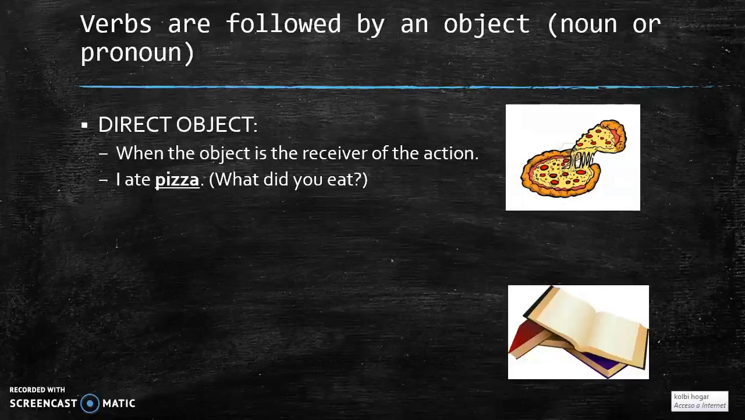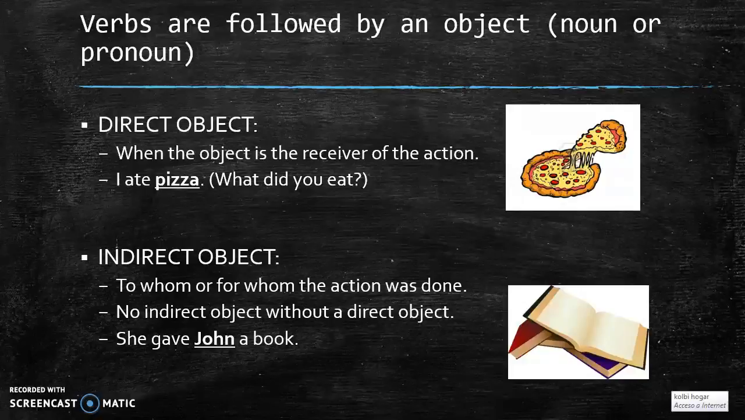So for example, we have that sentence, I ate pizza. I ask, what did you eat? And the answer is pizza. The object that receives the action of being eaten is the word pizza, and that is why pizza is the direct object. The other object is the indirect object, and this one refers to whom or for whom the action was done. We are never going to have an indirect object without a direct object, okay?